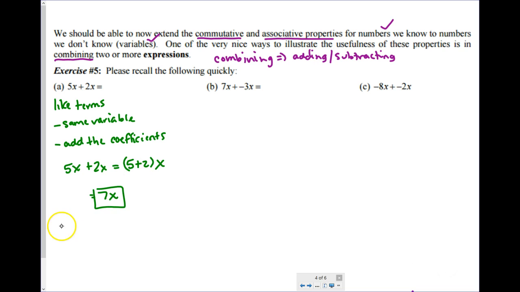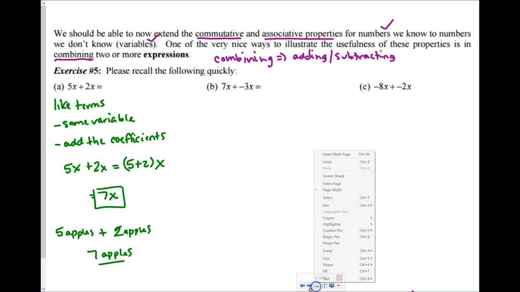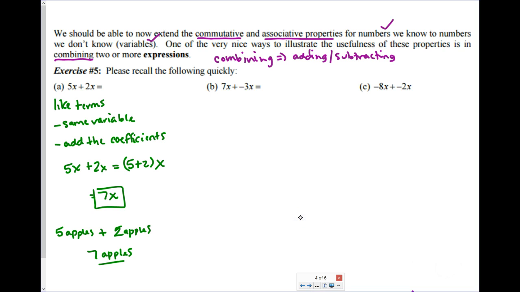It's like saying, if I have 5 apples plus 2 apples, how many apples do I have? 7 apples. This is the heart of what like terms are. You've got 5 x's and 2 x's. Well, how many x's do I have? I have 7 x's. Can you try B and C on your own? I'd like you to pause the video, try B and C on your own, and then unpause, and you can see if you got it correct.